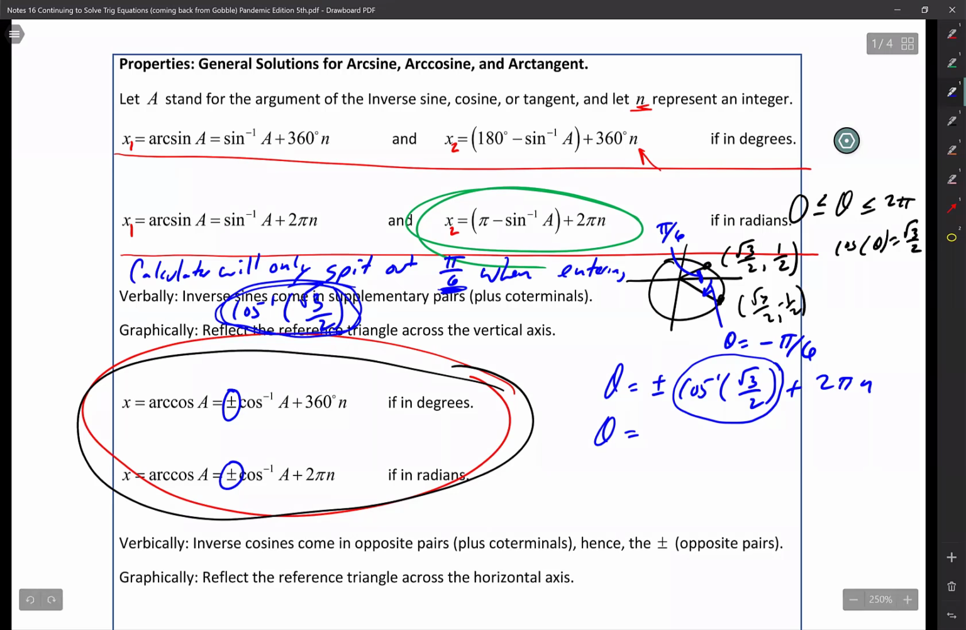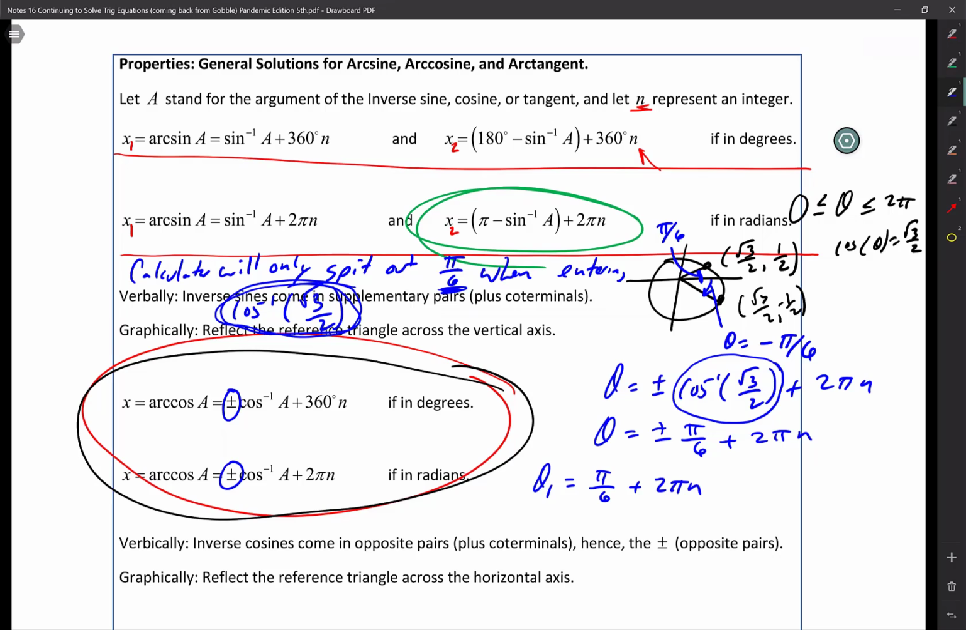I'm not going to write theta 1, theta 2 until I break it up. Plus minus pi over 6, which is what the calculator spits out if you're in radian mode. If you have a CAS, it'll say pi. If you have a regular calculator, it'll give it to you in decimal. If you have degrees, then it'll say 30 degrees. So theta 1, the positive one, is pi over 6 plus 2 pi n. That's going to give you all the answers in quadrant 1, all of them.